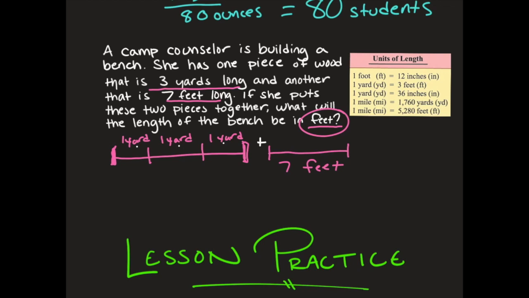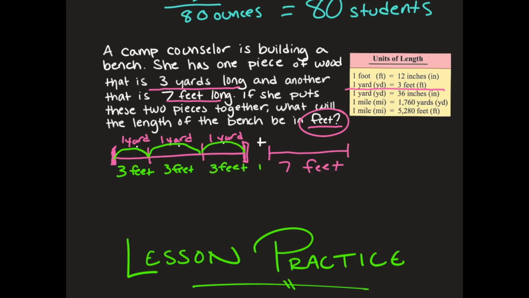So I'm going to look at my chart over here, and it tells me that 1 yard equals 3 feet. So from this yard, for 1 yard, that's going to equal 3 feet. And here's another yard, that's going to equal 3 feet. And then finally my 3rd yard, that's going to equal 3 feet.